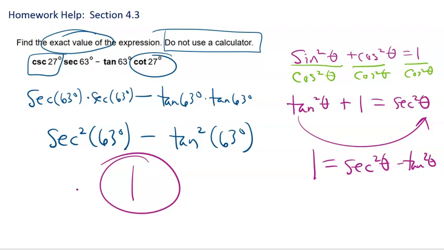So we used the cofunction identities, we used one of my favorites, the Pythagorean identity, and boom, we did all this without a calculator. Let's try another homework problem.